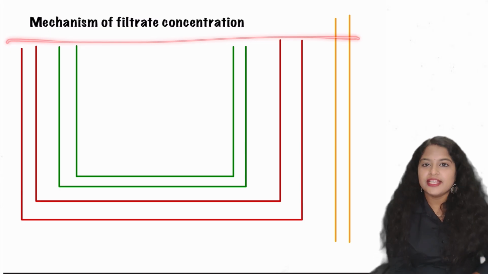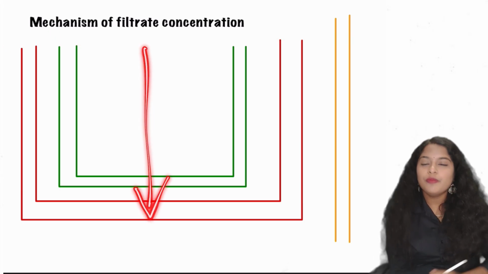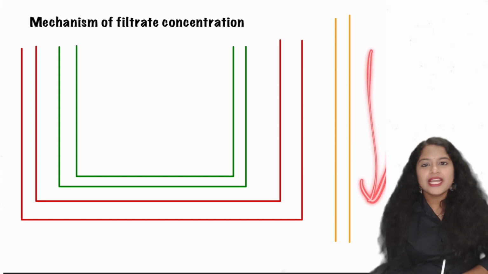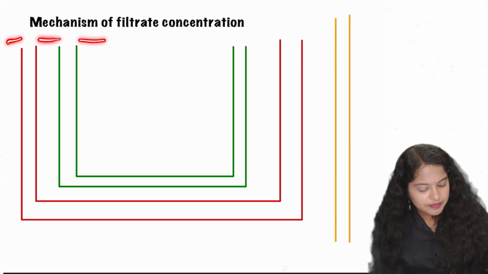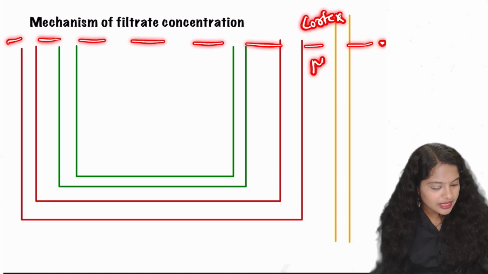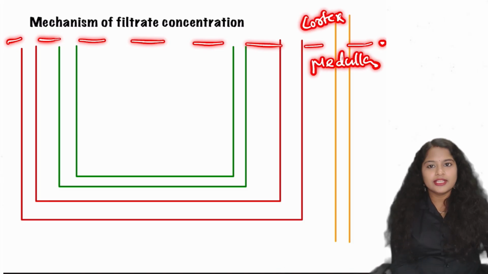So this is the medullary region. The loop of Henle as well as the vasa recta is found in the medullary region along with your collecting duct. So this is the portion which differentiates the cortex and the medulla. Okay, you can see here the cortex and the medulla.